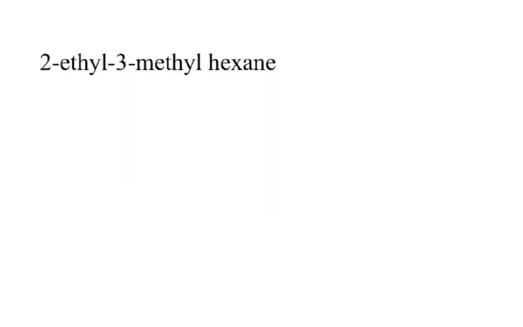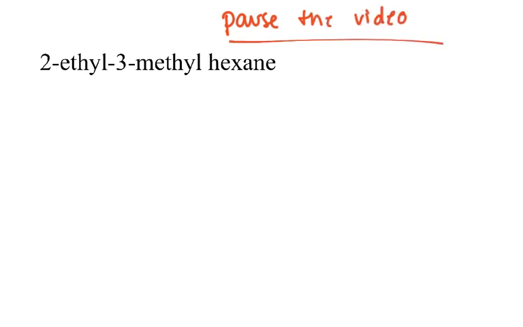Let's do another practice one. I would like for you guys to pause the video and take a minute to work on this. Again, I'm going to just talk through it so we're not wasting time. So, 2-ethyl-3-methylhexane. First step, find the parent chain. Hex means 6. So, I'm going to put 6 carbons. 1, 2, 3, 4, 5, 6.